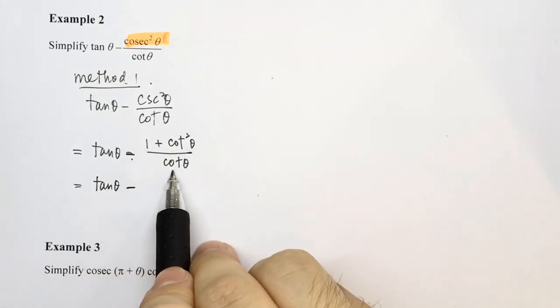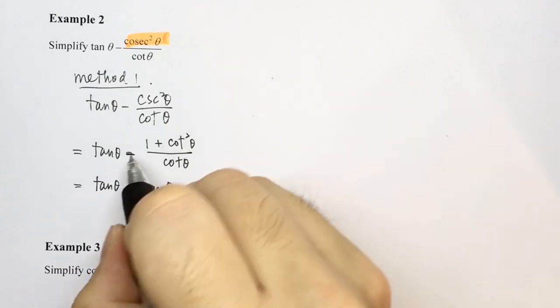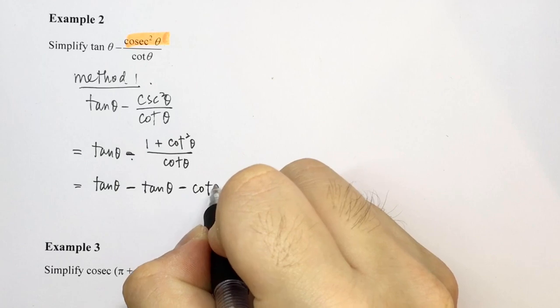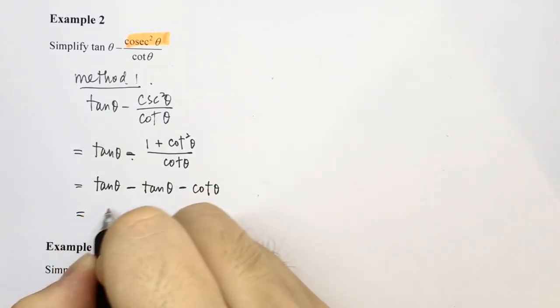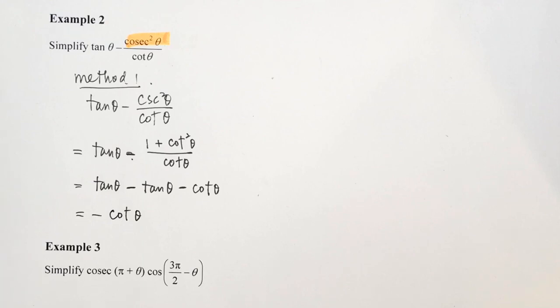minus 1 over cotangent theta, which is tangent. And minus sign here, cancel one of the cotangents, we have cotangent theta. And the result is negative cotangent theta. And in M2, you can keep cotangent theta as the final answer. You do not need to change it to cosine over sine, okay?